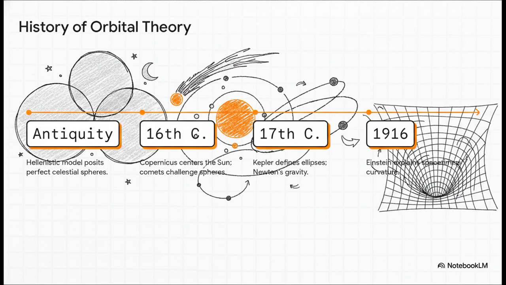Then, the 16th century rolls around. Copernicus centers the sun, and astronomers actually watched comets streak right through where those solid spheres were supposed to be. That literally blew the old model wide open. By the 17th century, Johannes Kepler defined orbital paths as ellipses, and Isaac Newton handed us the math for universal gravitation. And then, finally, in 1916, Albert Einstein revolutionized everything. He explained gravity not just as some invisible pulling force, but as the actual curvature of space-time itself.